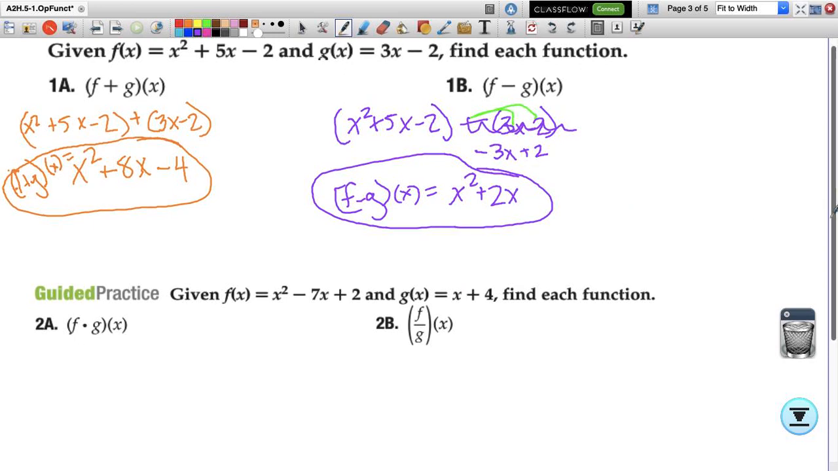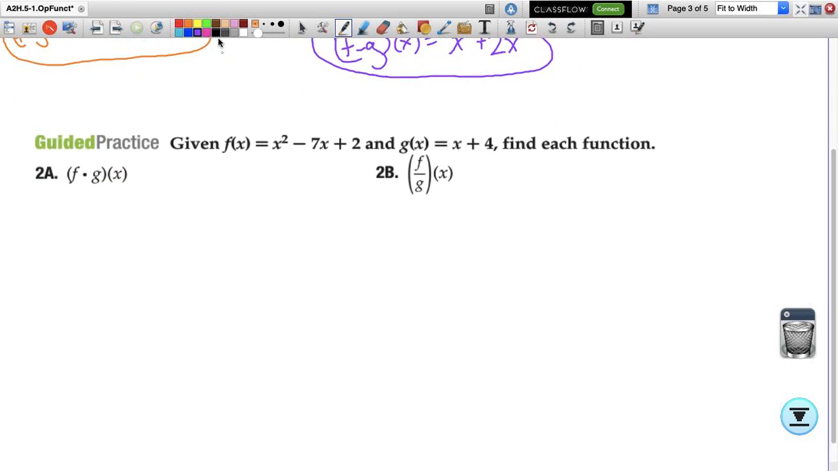Let's go down to looking at multiplication and division, okay? We have some different parent functions here. We have f of x equaling still a trinomial and g of x equaling a binomial, but they're a little different. This is telling me to multiply, so I'm going to take my first one, x squared minus 7x plus 2, and I'm going to multiply it by this binomial here for g of x, x plus 4.